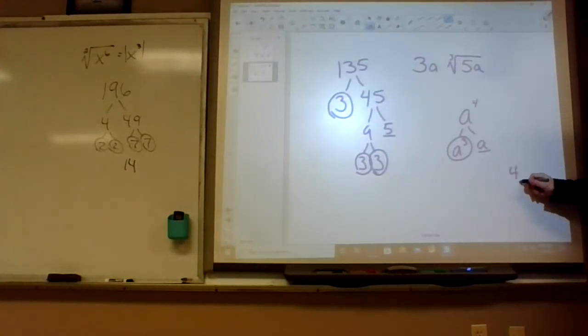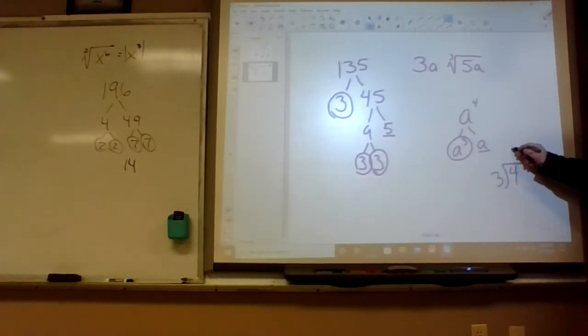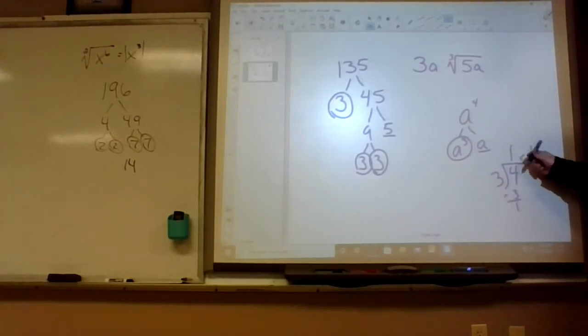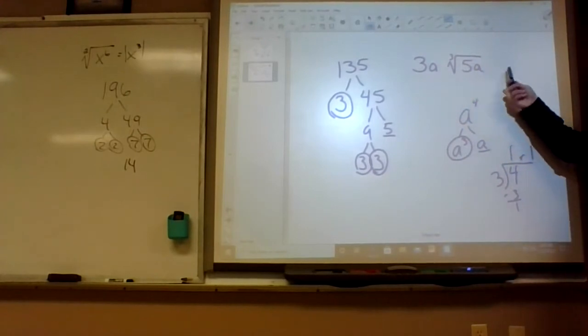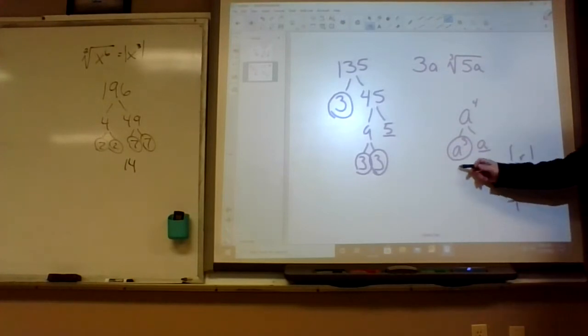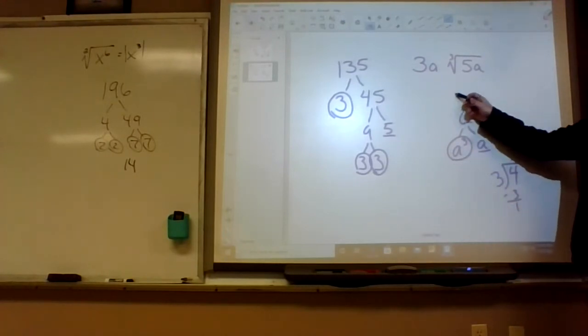Or, I'm debating what's the easiest way to think about it. It was to the 4th power and the 3rd root. If you divide, you get 1 with the remainder of 1. So 1 on the outside and 1 on the inside. Which way makes more sense? Probably this way, maybe? Or this way?